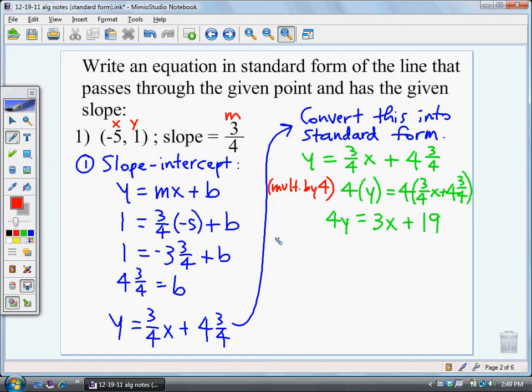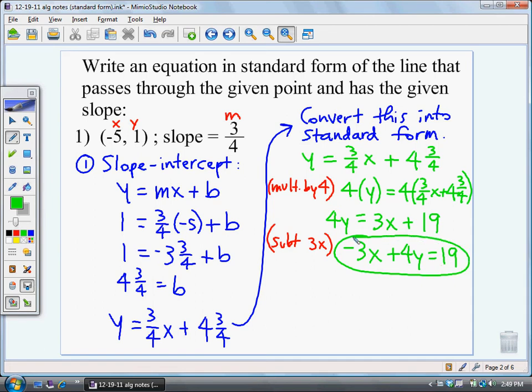So then all I have to do is subtract 3x from both sides, since 3x is positive. When you do that, you get negative 3x plus 4y equals 19. And there's my answer in the standard form.